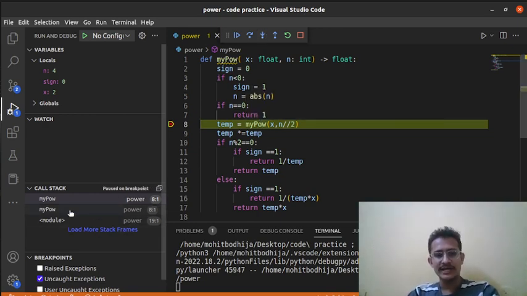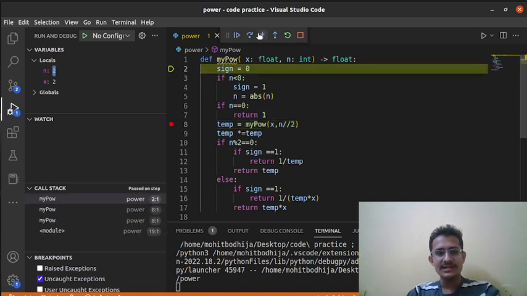As you can see, here is the main function. Here it is calling for n by 2, means for 4. But again, our n is going to reduce. So n is equal to 4, and again a recursive call is happening. Now n has become 2. Now you can see the third time we are calling the same function.